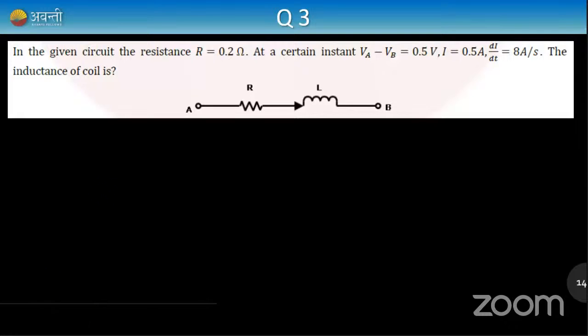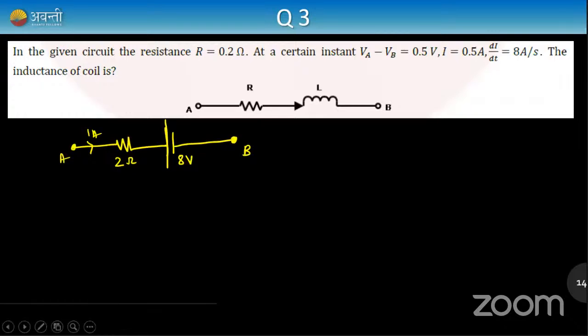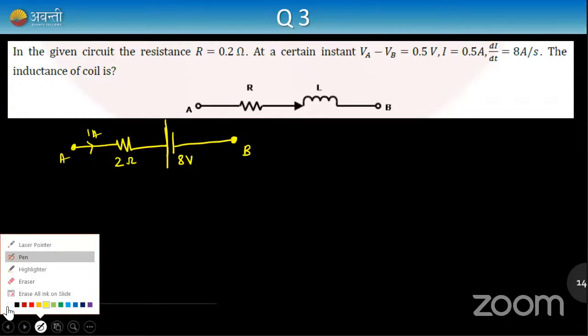I'll tell you the basic concept we are going to use here. If I have such an instrument, with a resistance of 2 ohms and an EMF of 8 volts, and a current of 1 ampere is flowing here, and this is point A and this is point B, for example, imagine this kind of situation. Then how do I draw the potential difference?